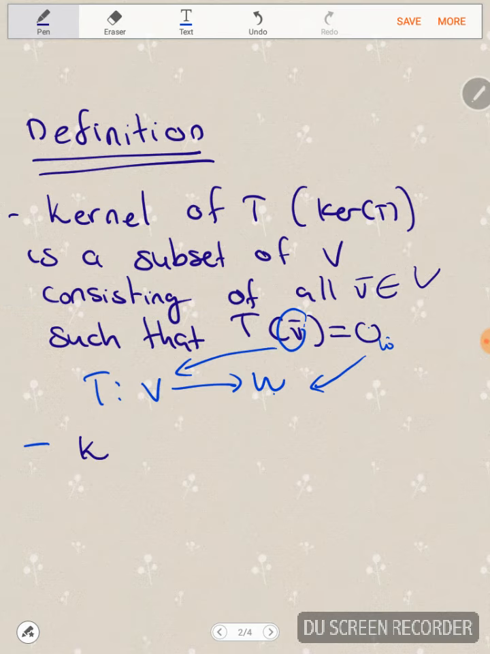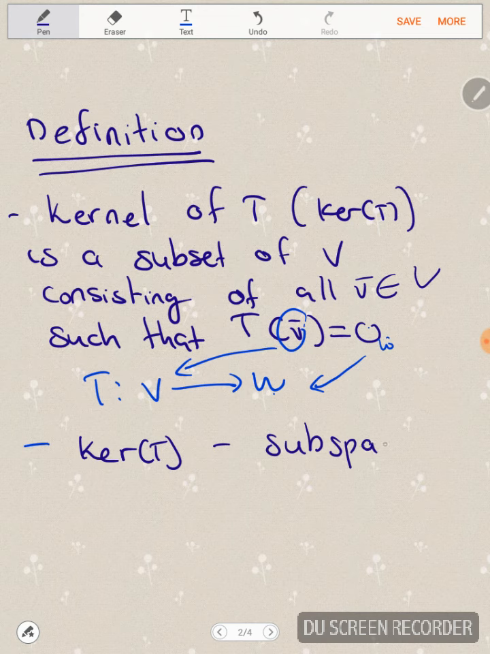Just to save some time, I'm gonna just state that the kernel is a subspace. You can try and prove that for yourselves, but I don't want to waste time doing that right now. And just to give you another way of looking at it, the mathematical way of looking at the definition, the kernel of T can be written as this, the definition.